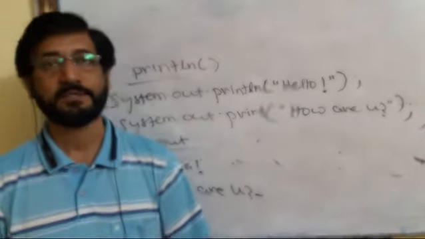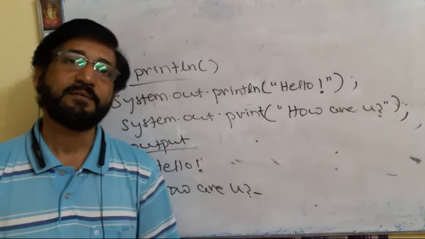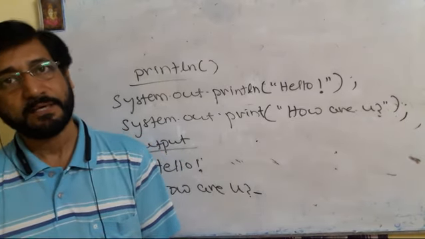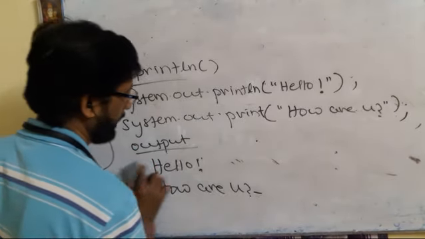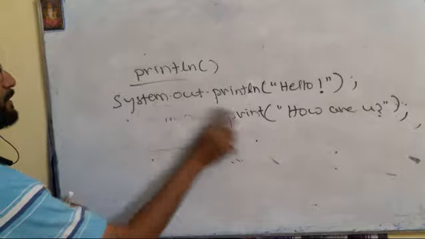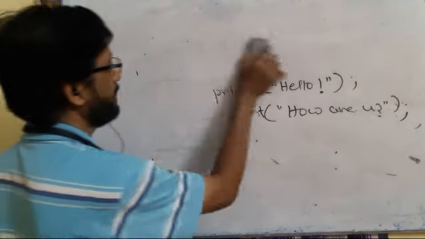Okay, I summarize. Print is used to print the result and keep the cursor in the same line, whereas the println method is used to print the result and bring the cursor to the next line. Okay, this is about the print and println methods. Now we'll discuss another important operator, that is the dot operator.